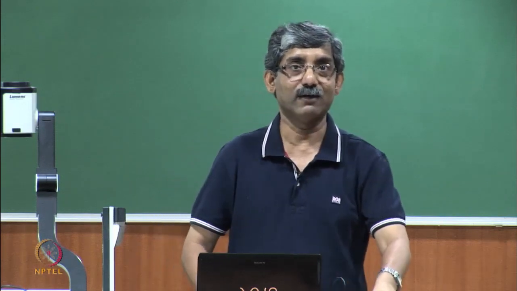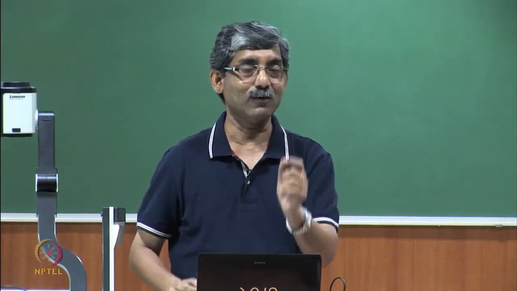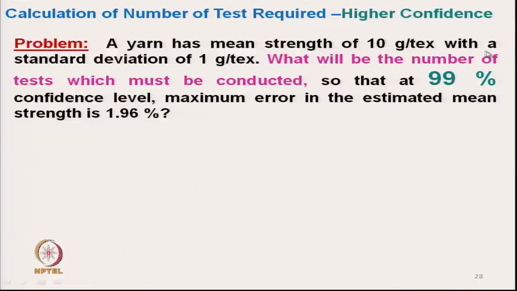Now, the problem is exactly the same: yarn has a mean strength of 10 gram per tex with a standard deviation of 1 gram per tex. What will be the number of tests which must be conducted so that at a 99% confidence level the maximum error in the estimated mean is 1.96%? Earlier also it was there, but if we take 100 readings, that means out of 100 times, 5 times I will be wrong. But if we want a 99% confidence level, that means we want to miss only 1%, and 99 times I will be correct. So, let us see what the number of tests required will be.